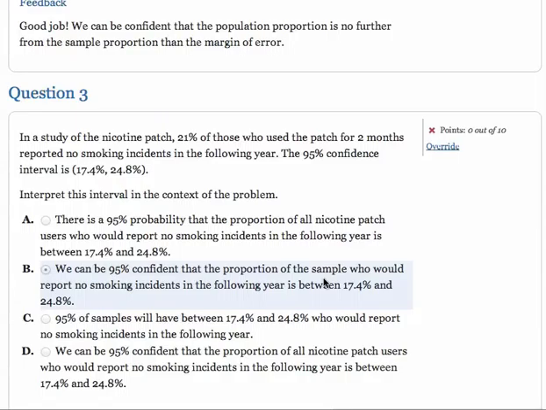We know everything we need to know about the sample, right? We know the sample value, and we're not making a confidence interval for the sample proportion. We're making a confidence interval for the population parameter. So the correct choice would be D, since that says we can be 95% confident that the proportion of all nicotine patch users, that's the population, see, who would report no smoking incidents in the following year is between those two numbers. I hope my explanation clears that one up for you.